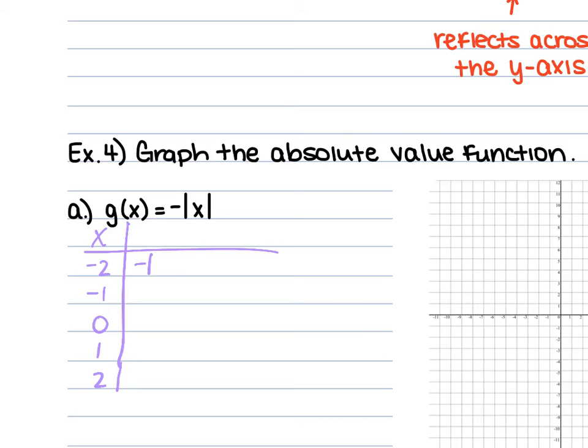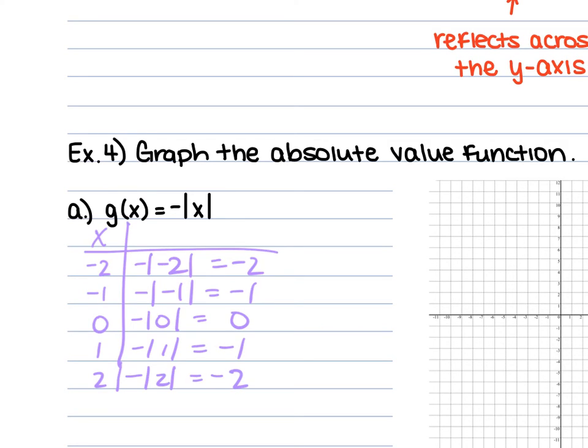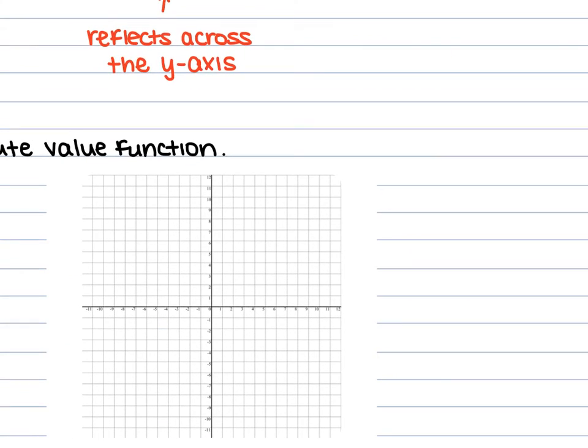So now the negative absolute value of -2, that's going to be -2. The negative absolute value of -1 is -1. The negative absolute value of 0 is just 0. The negative absolute value of 1 is -1. The negative absolute value of 2 is -2. So we plot these points. -2, -2 is here. -1, -1 is here. 0, 0, 1, -1, and 2, -2.